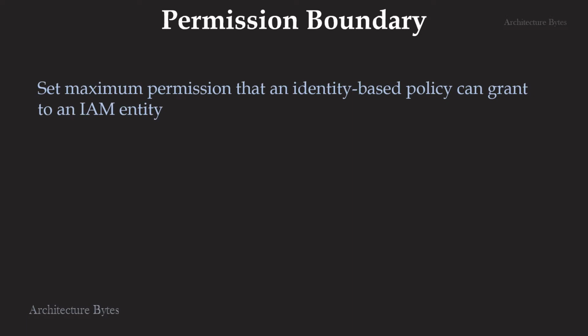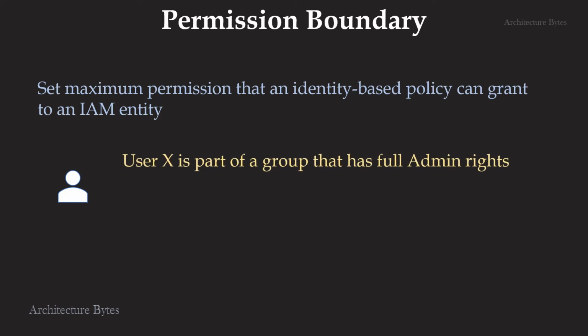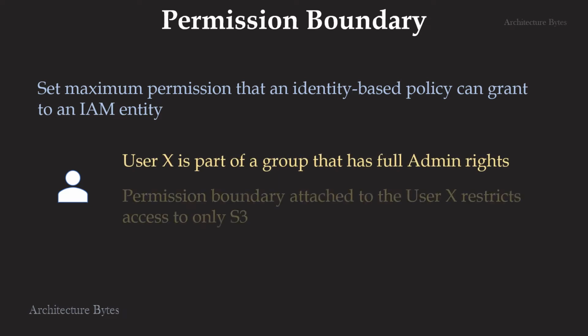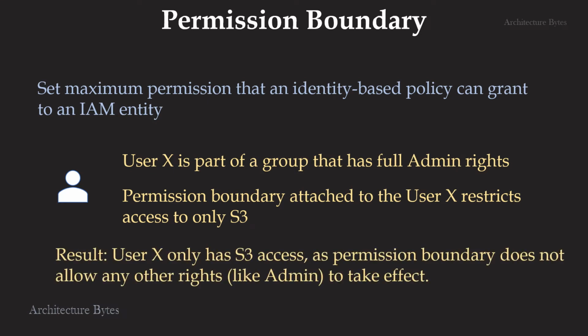Let's learn about permission boundaries. These are used to set the maximum permission that an identity-based policy can grant to an IAM entity. Let's understand this with an example. User X is part of a group that has full admin rights. A permission boundary attached to user X restricts access to only S3. Result: user X only has S3 access, as the permission boundary does not allow any other rights to take effect.